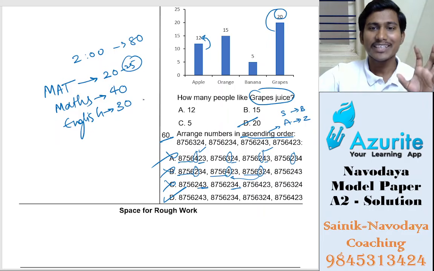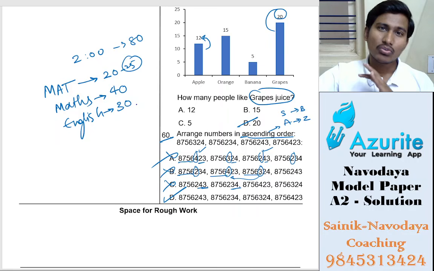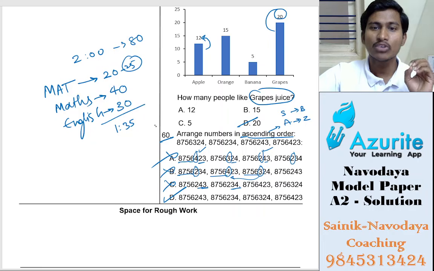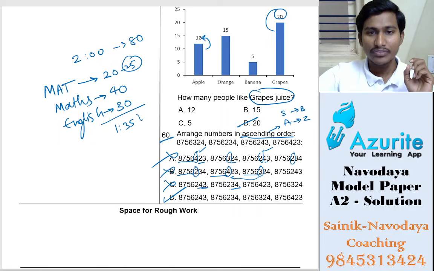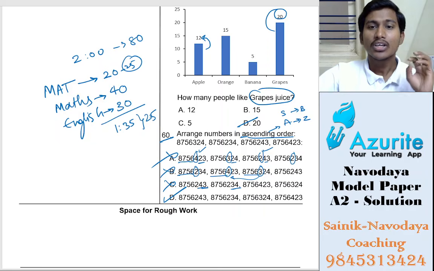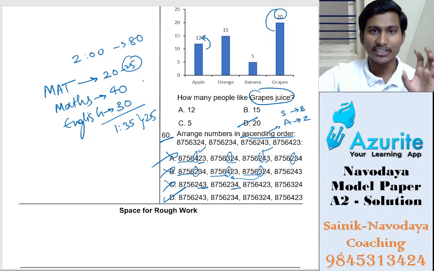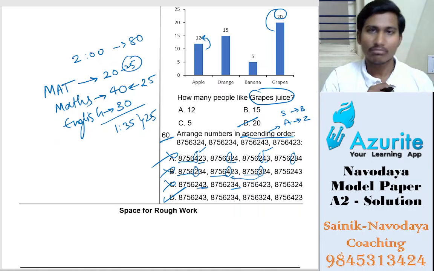So total it will be how much? Yes, that is nearly 1 hour 35 minutes will be over. Now last how many minutes will be remaining? 25 minutes, okay. So in 25 minutes you check if you left any question, all the correct things. If you need more time, you can give 25 minutes to that maths, okay. So like that you should do.